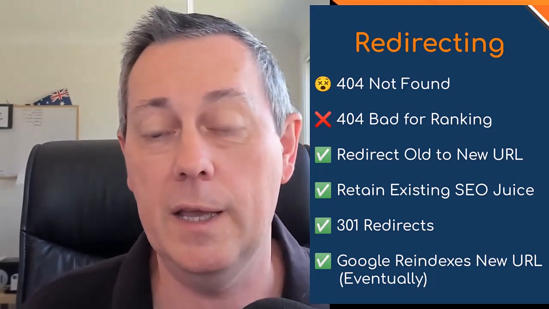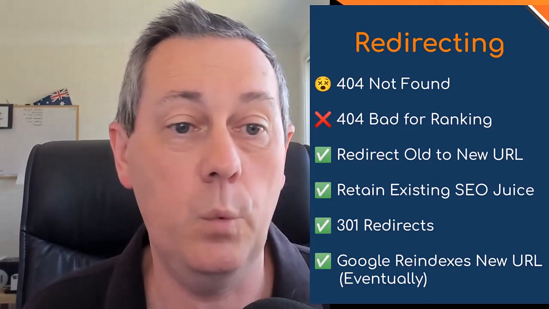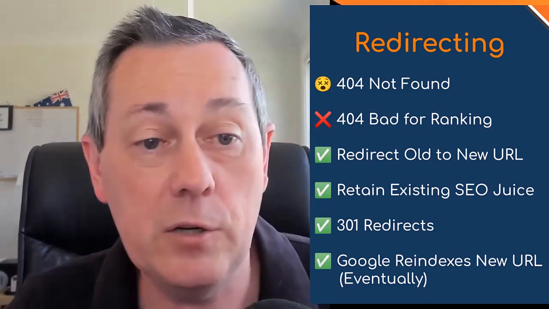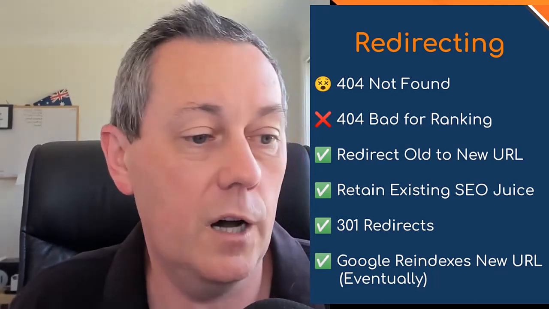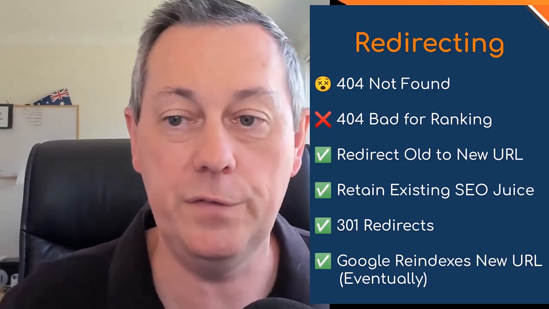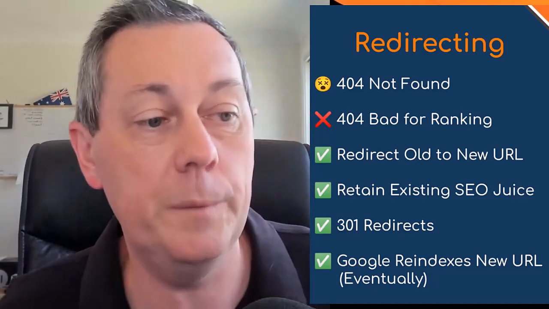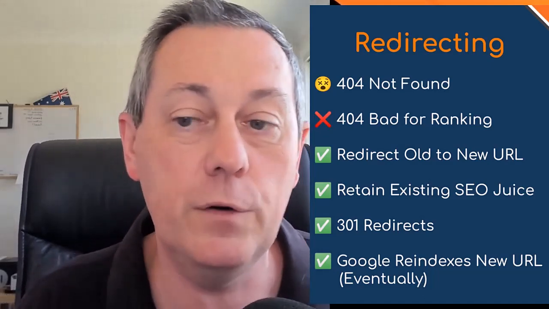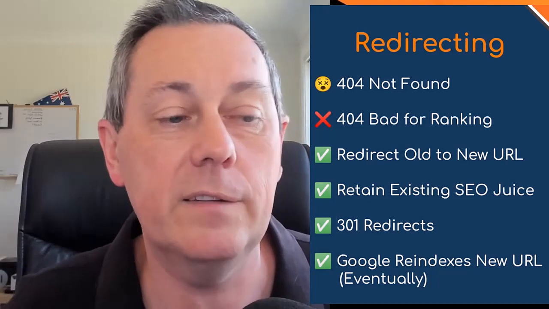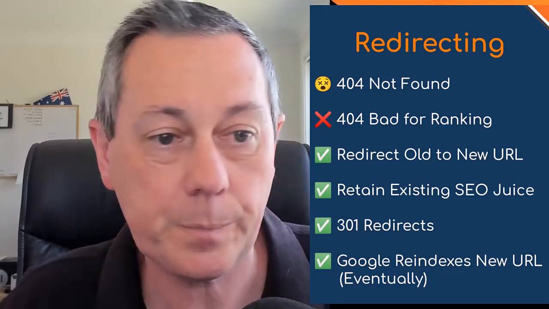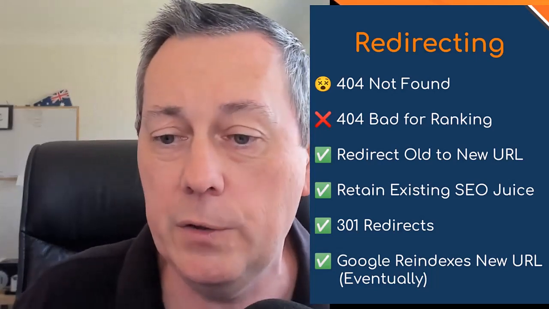301 is a code that tells the web browser that what they're looking at no longer exists, but it should look at this other page instead. Special code that the web browsers understand. So eventually, once you've redirected from old content to a new one, Google will understand that that is now the page it should rank for, and it will eventually re-index and list that new URL in the results page. So let's have a quick look at how you can do that within WordPress.